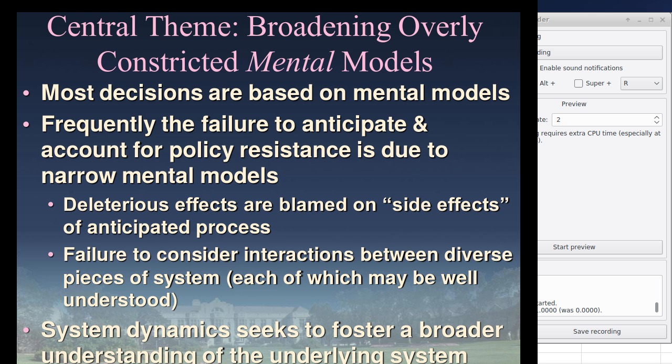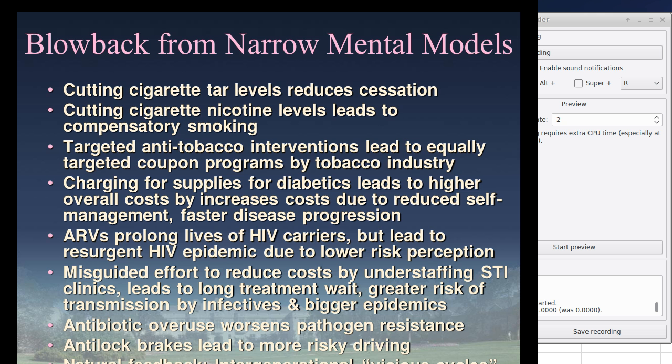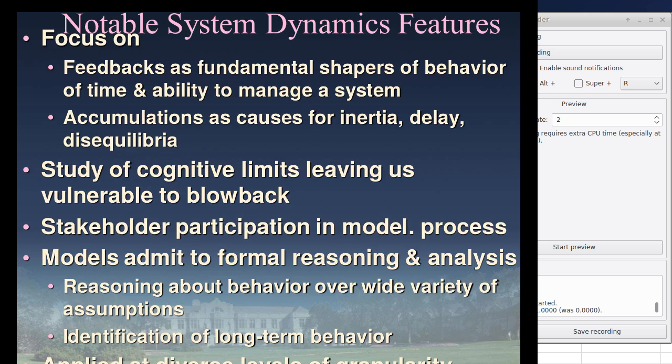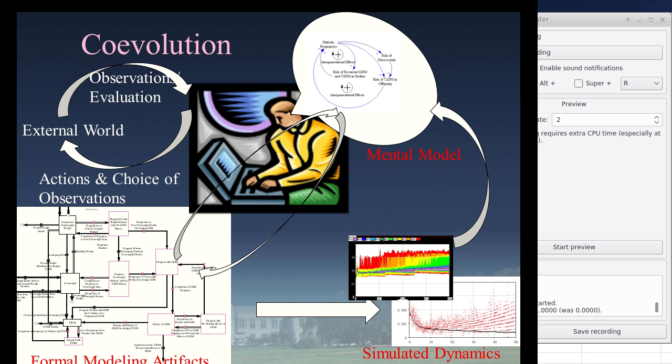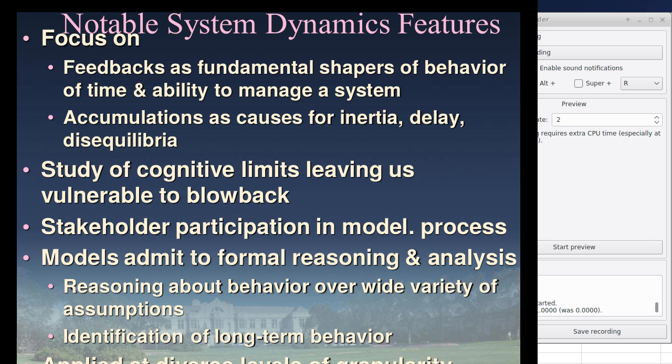And really the deal is often they're trying to achieve different goals. So the idea here is most decisions are based on mental models. And frequently the failure to account for policy resistance and the fact that we lead to blowback to our policies are due to overly narrow mental models, and system dynamics seeks to broaden how people think about the system. Okay, so it's very much this sort of picture from a system dynamics perspective, and then this is indeed a system dynamics semi-quantitative model. It's called the causal loop diagram.